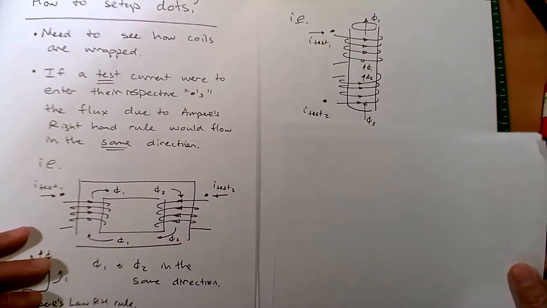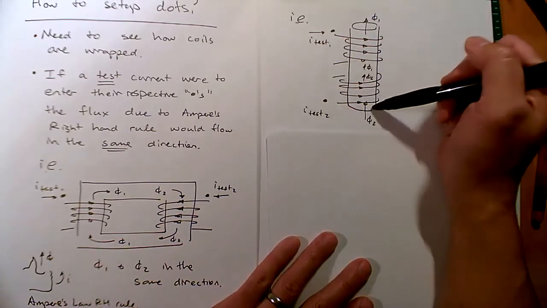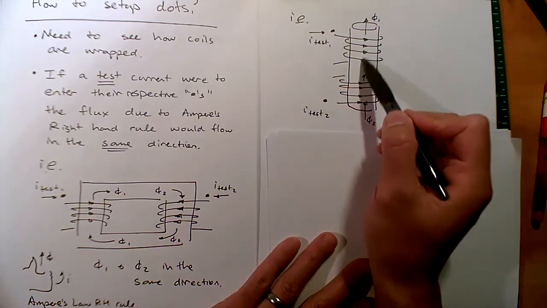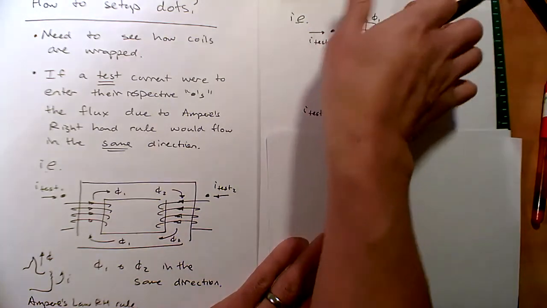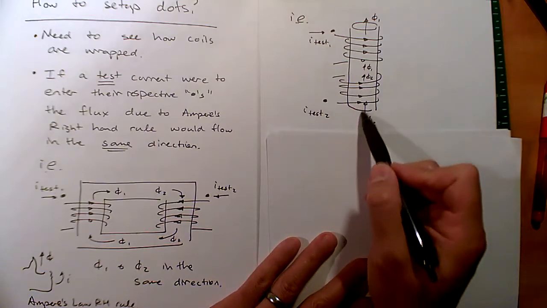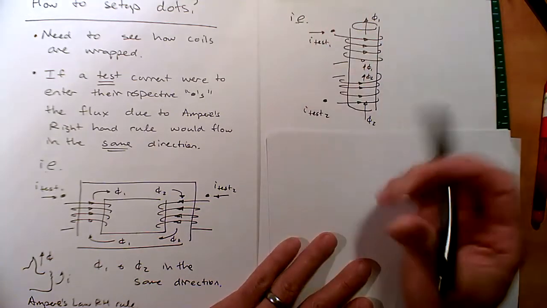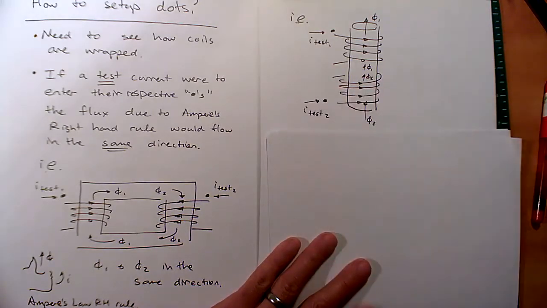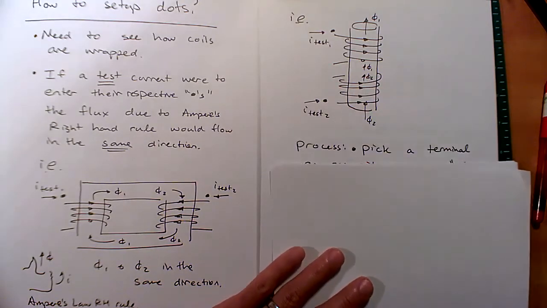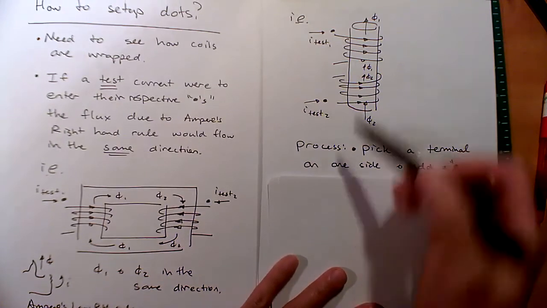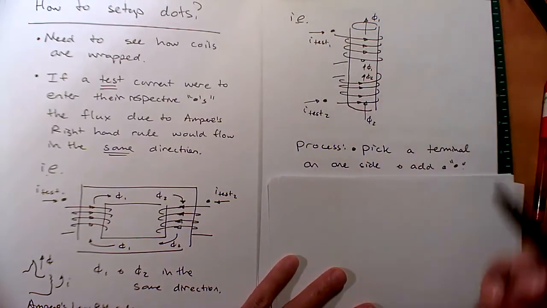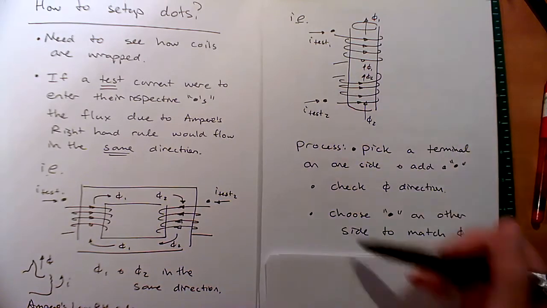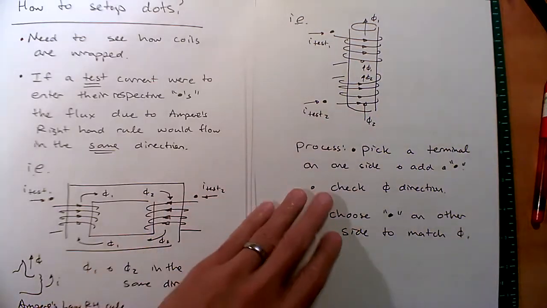Okay, what about over here? What about this kind of weird situation where this is also considered a transformer? Well, let's check it. If I have a test current entering this dot in this coil, can you see how flux 1 is going to go up? Okay, good. Use the right-hand rule. What about this one? That means I want flux 2 to go up. Good. And that would mean a dot would have to go here on the bottom, okay, to get this test current to go in here. Okay, good. So what's the process? The process is pick a terminal, any terminal on any side, and then add a dot. And then check the flux direction. Okay, and then choose the dot on the other side to match the flux direction. Pretty easy. 3 steps, no problem.